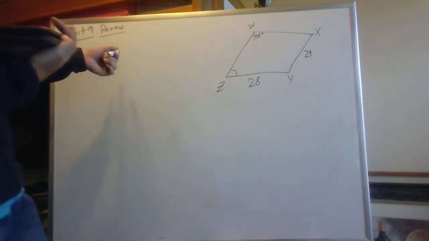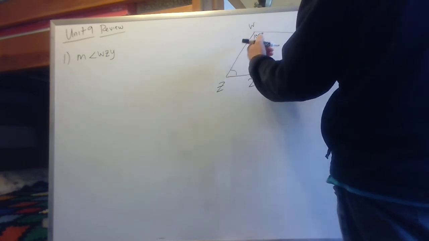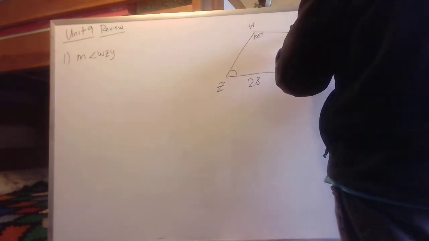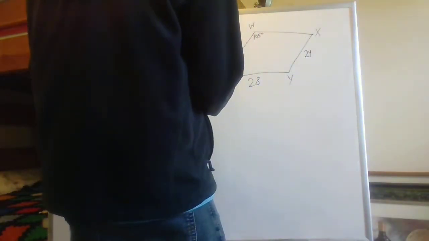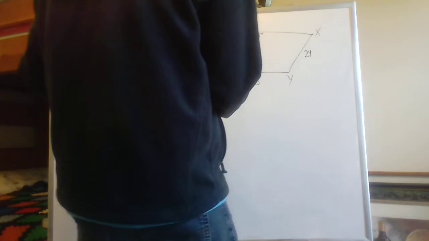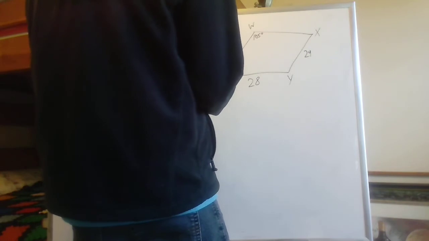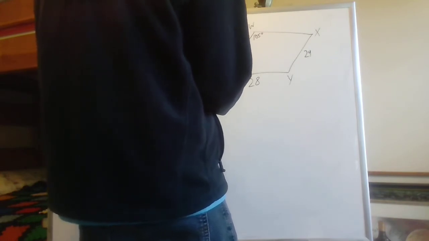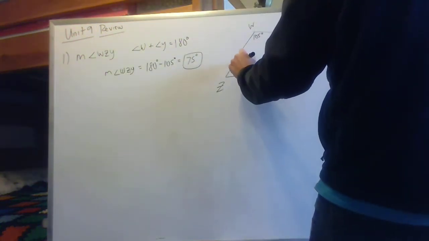So we're trying to find the measurement of angle WZY. WZY is right here. Essentially, since we know angle ZWX right here, these two angles together, I'm just going to say angle W plus angle Z, they add up to 180 degrees. So the measurement of angle WZY is equal to 180 degrees minus 105 degrees, and that's going to give us 75 degrees. So this unknown angle right here is 75 degrees.